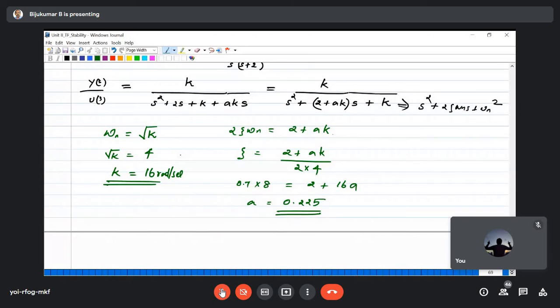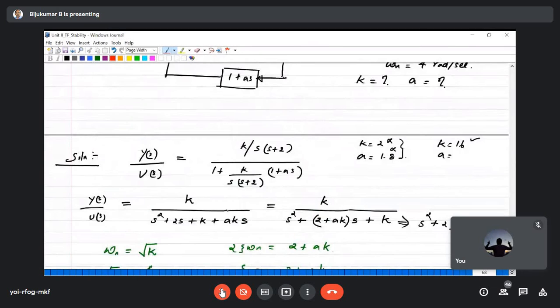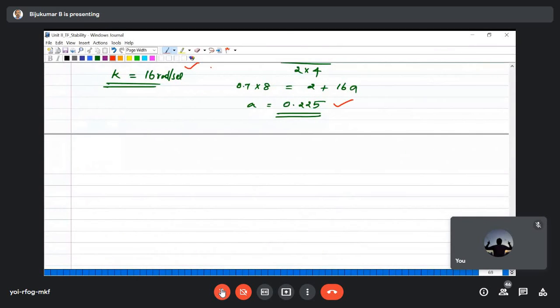So these are the values, K equal to this one, A equal to this one. Okay, fine. So this kind of question we can expect in the GATE exam. We'll solve one more problem and wind up. Tomorrow we will start a new topic.